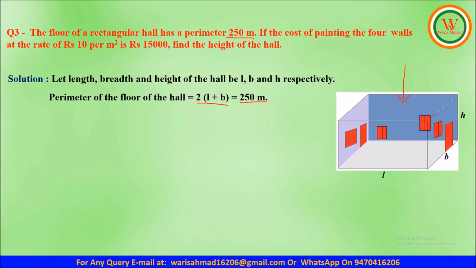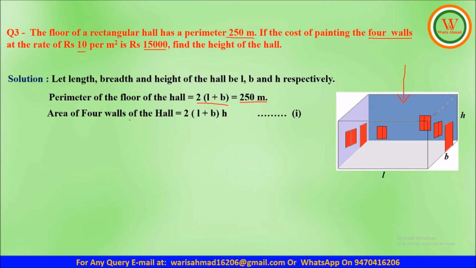Now, according to the next line, the cost of painting the four walls at the rate of rupees 10 per meter square is rupees 15,000. It means that if we divide the total cost by the unit cost, then we can find out the area of four walls. So in the next line, we can write down: area of four walls of the hall will be equal to 2(L plus B) into H. This can be equation number 1.